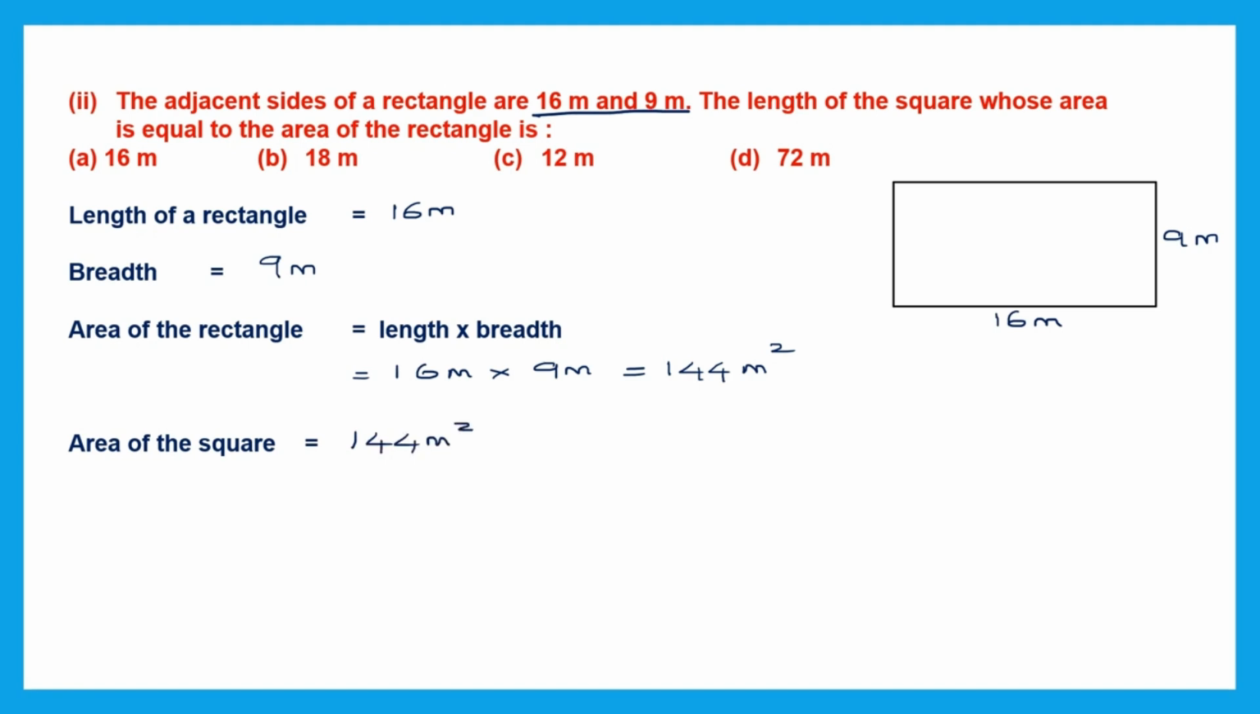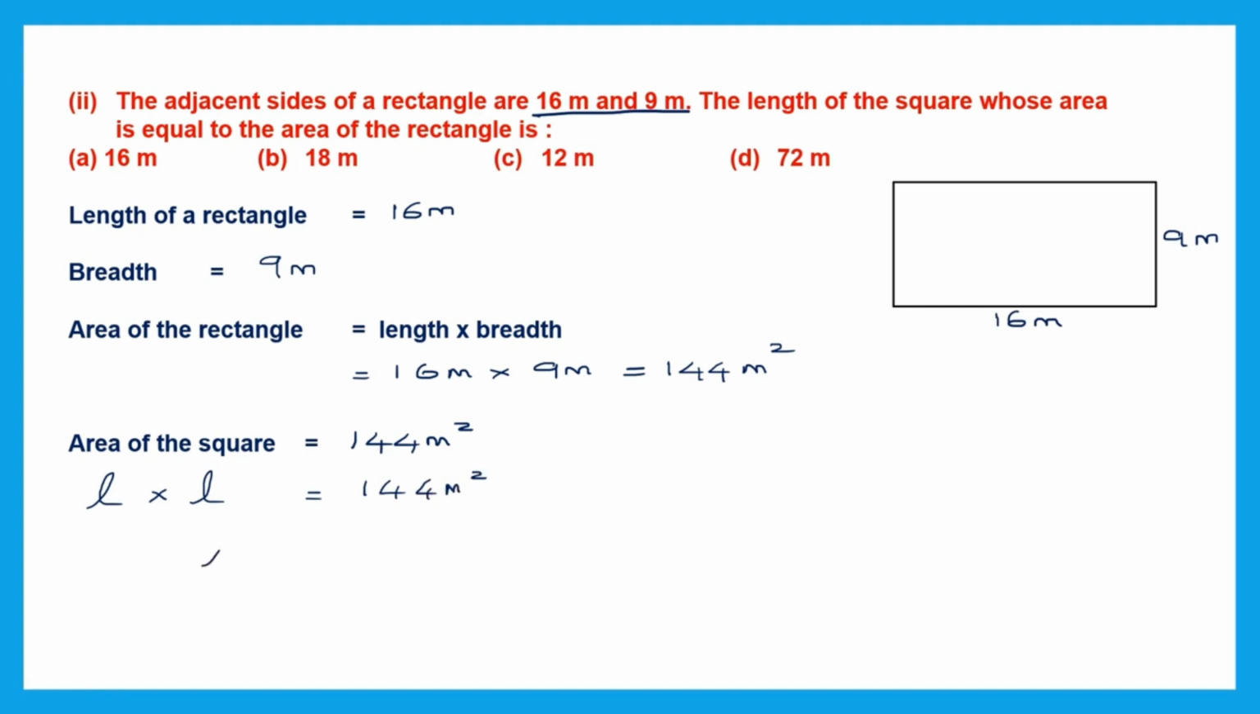Now we're going to find the length of the square. What's the formula to find the area of the square? The formula is side into side, or length into length. In this case, it is length, isn't it? So let's write length into length is equal to 144 meters square.